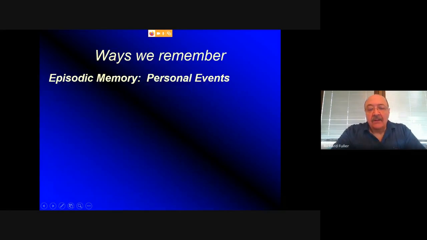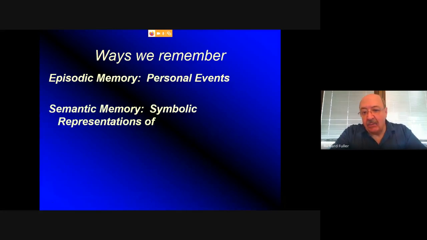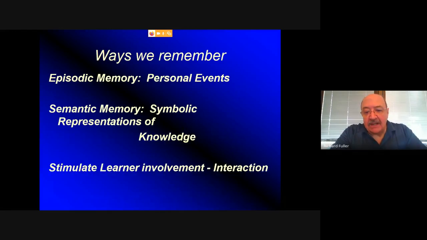Okay. There are some ways that we remember and some things to think about here. We remember through what we call episodic memory, which are basically personal events that happen to us. We have semantic memory, which are symbolic representations of knowledge. The whole idea is to stimulate the learner's involvement and to increase the levels of interaction that we're giving. If episodic memory is more powerful, which it has a tendency to be, the episodic memories are the things that happen to us. They're the personal events, the personal experiences that we all build upon.